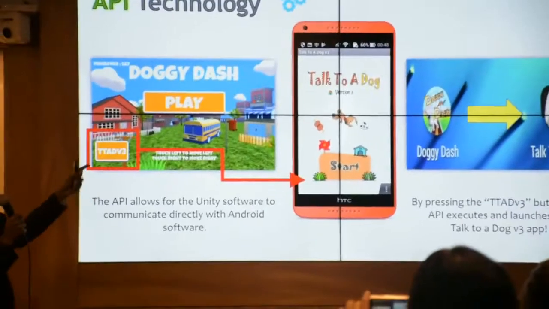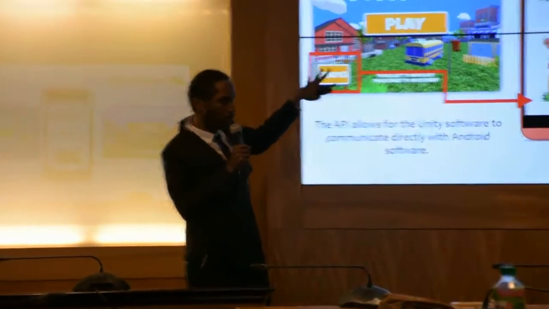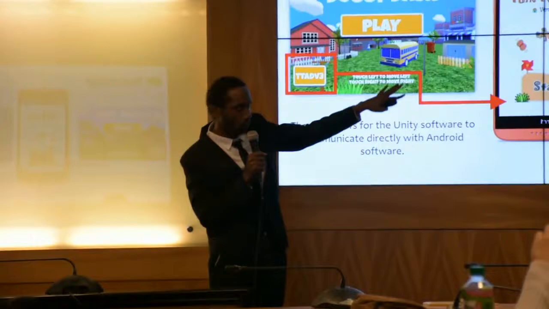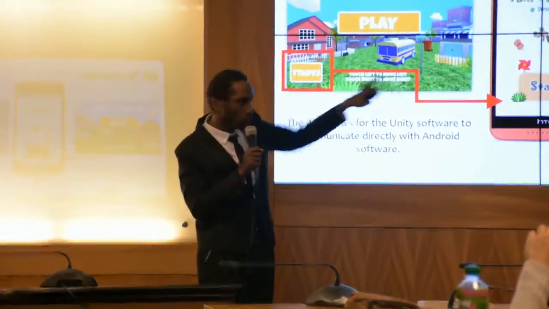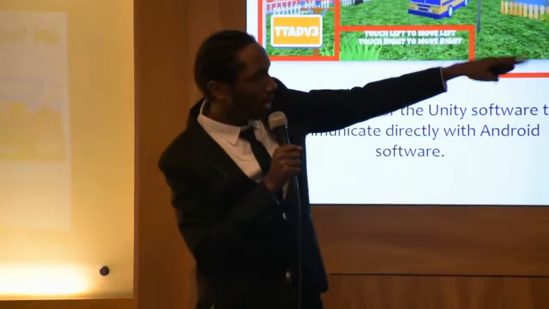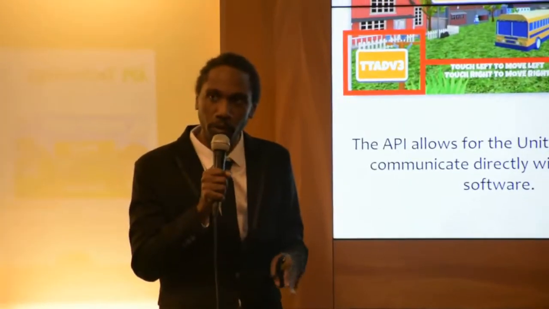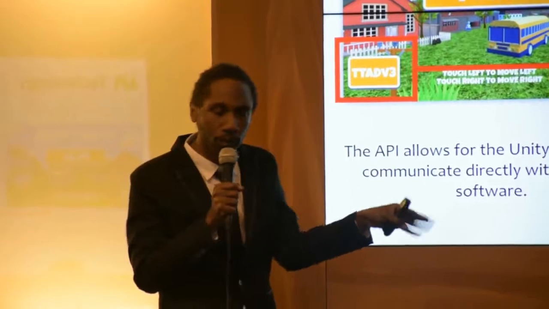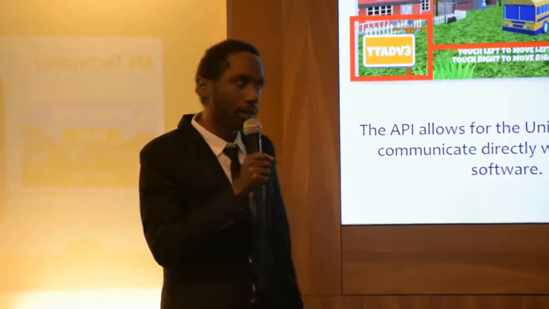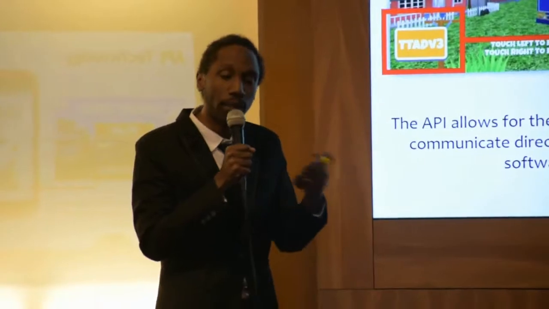As you can see on the first picture on the far left, this is the Doggy Dash game menu. This is the menu scene. In the center, we have an Android phone with Talk to a Dog V3. 2 different applications, 2 different pieces of software. And if you look to the far right, you will see a real live representation of those 2 apps on your phone. These are the 2 app icons on your phone. We want to get from Doggy Dash to Talk to a Dog version 3. So API technology allows us to switch between those apps fluidly.